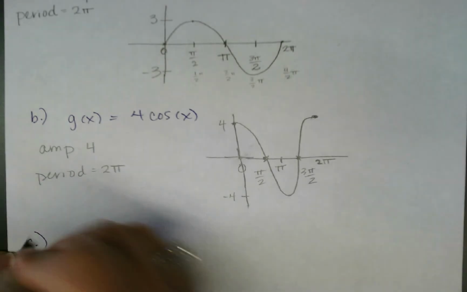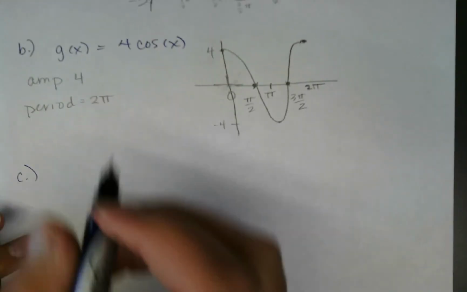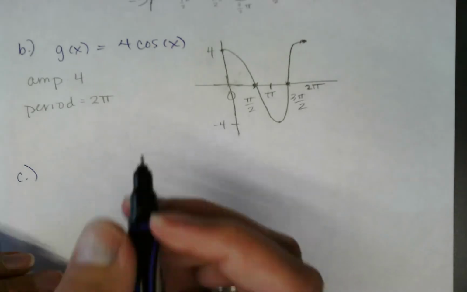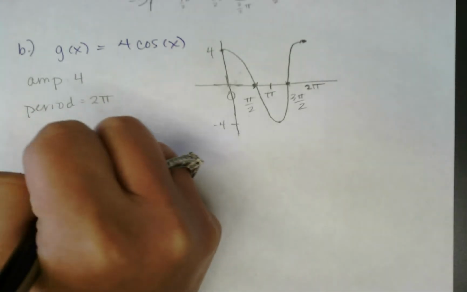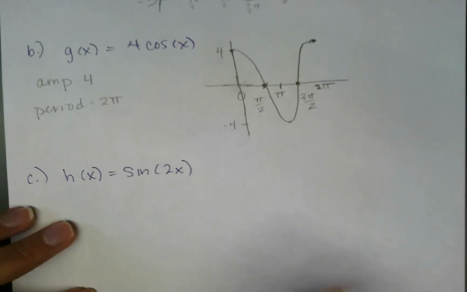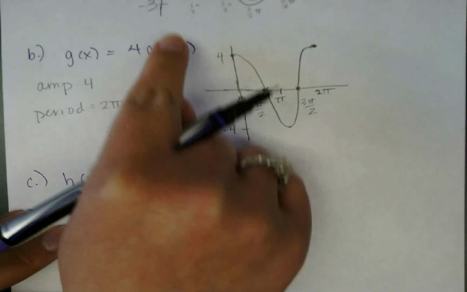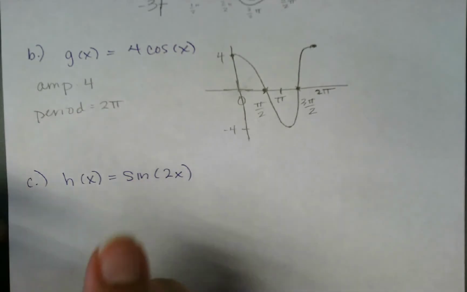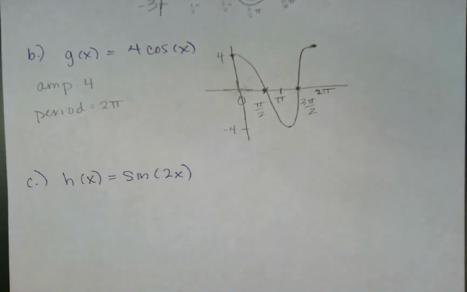Here's C. Now, things that affect your period. Let's graph h of x equals sine of 2x. Alright, now the number's on the inside. Before, on the outside it's your amp, on the inside it's going to affect your period. Okay?